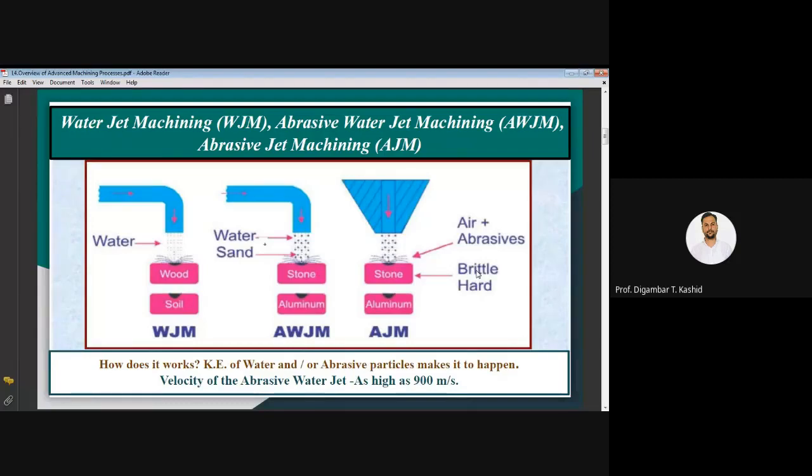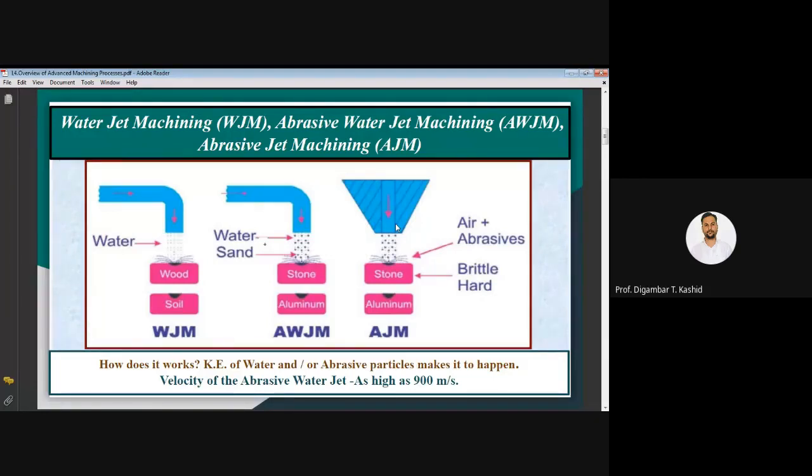Okay, now like this, there is a third process on this slide also. You can see the third diagram. So this is the third process. Here a jet of air and abrasive particles is coming out of the nozzle. You can see at the top I have shown the nozzle, and out of that nozzle you will get air plus abrasive particles. I have shown the direction also. So that is a nozzle, and that jet of air and abrasive particles is coming out of it.